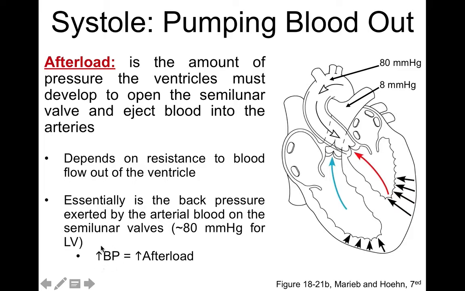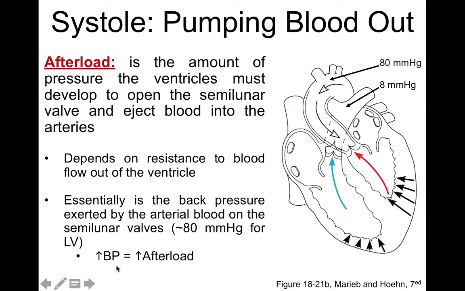However, if blood pressure is increased, then this afterload is also going to be increased. So a good example of this is if someone has hypertension. Someone with hypertension has elevated blood pressure, which means the heart has to work a lot harder to push open these valves to eject blood into the arteries.